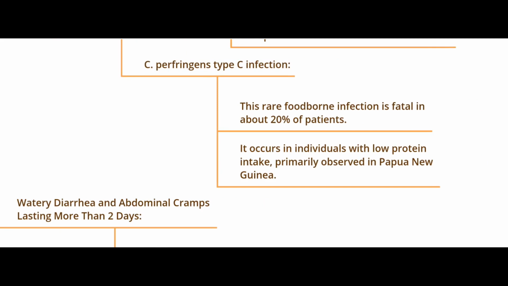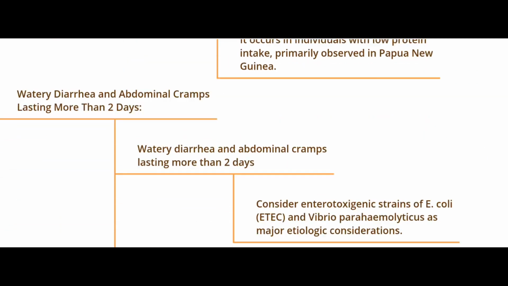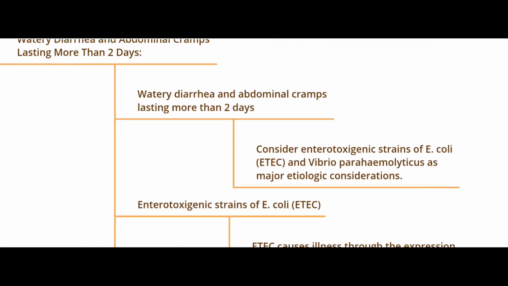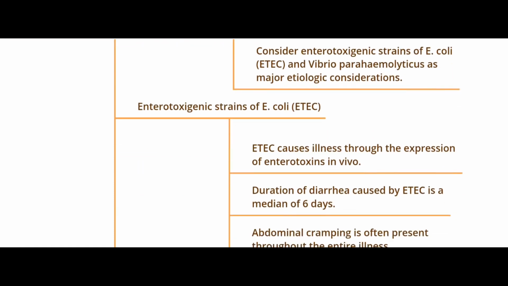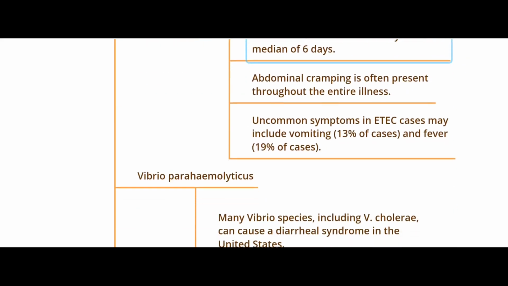If we talk about watery diarrhea and abdominal cramps lasting for more than 2 days, then we should consider the ETEC and Vibrio parahemolyticus as the major etiological consideration. We should check for ETEC if it can last for more than 6 days and it causes illnesses through the expression of enterotoxin in the body. So the abdominal cramping is often throughout the entire illness, for around 6 days. The uncommon symptoms are fever and vomiting.